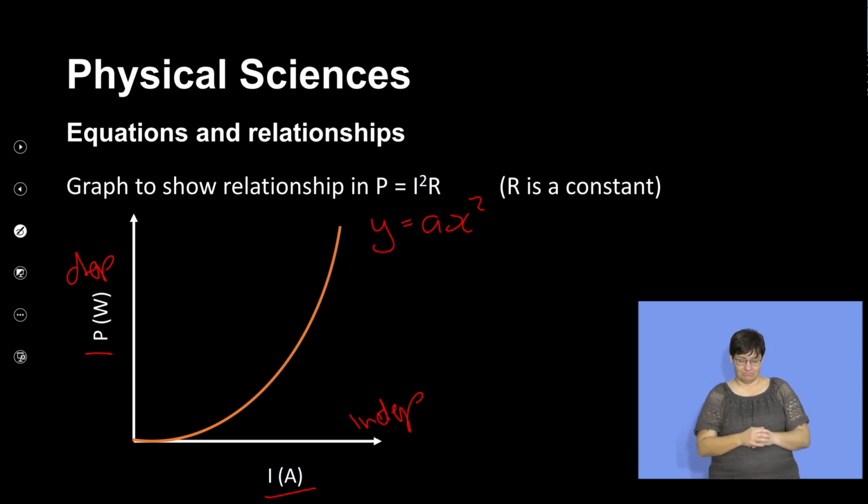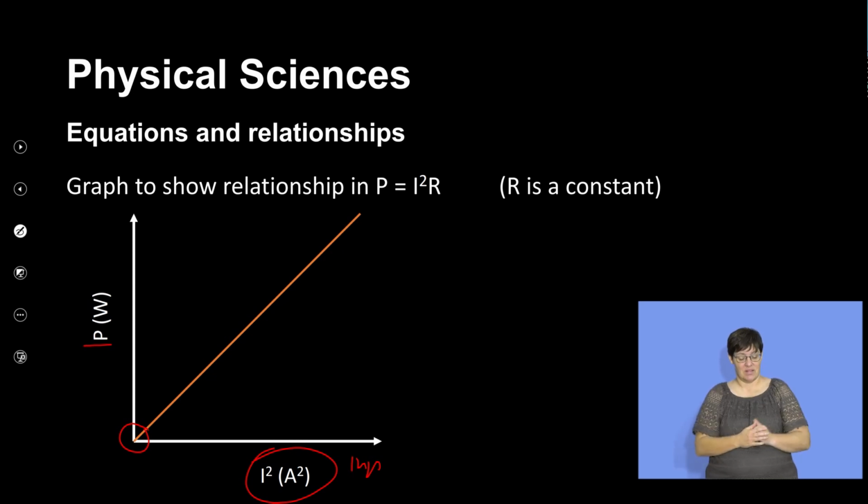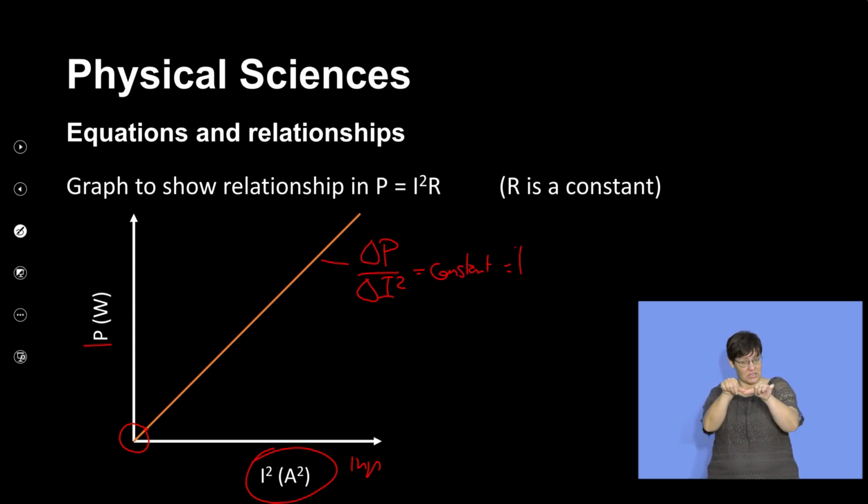So how are we going to change it to confirm our prediction? Well, we're going to plot the graph not of P against I, but notice we're plotting against I squared. Because we've got P as the dependent variable, we're making I squared the independent variable, and now the line will be a straight line. And the gradient here will be the change in power over the change in current squared. That's going to be your constant, and that constant is going to be equal to R.